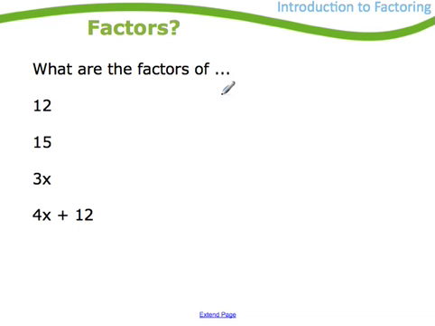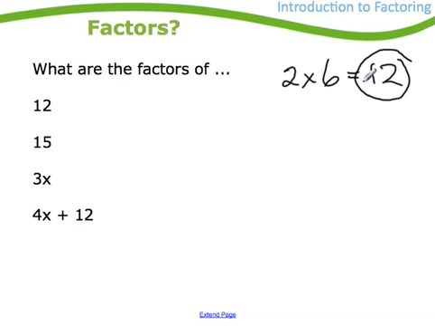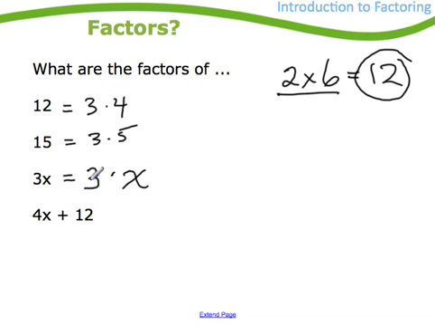When we are looking for multiplying, we take two numbers like 2 times 6 and we come up with a product. So 2 times 6, the product of that is 12. But I could go backwards and say, well, what makes up 12? And it turns out that 2 times 6 makes up 12, or I could write 12 as 3 times 4. Those are two factors of 12. For 15, I could similarly go 3 times 5. 3x, what would the factors of that be? I guess I can't really break that up, but I could say that 3 is a factor and x is a factor. If I multiply those two together, I do get 3x.